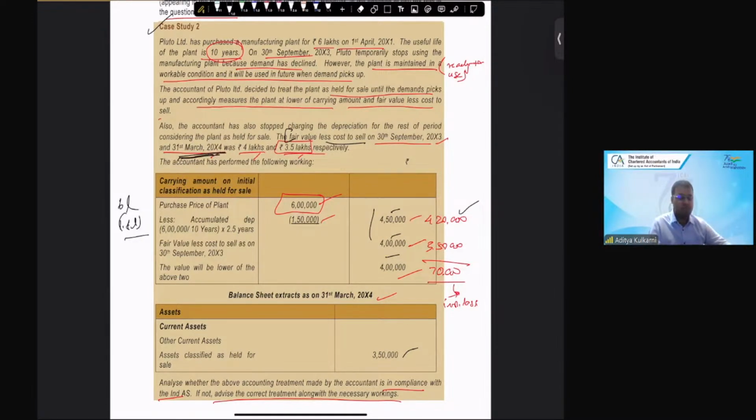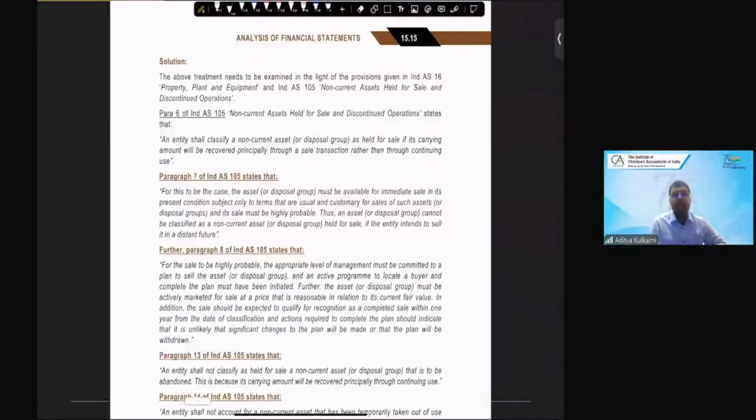Yes, sir. Okay. This 4 lakh 20 I will compare with 3.5 lakhs. And then you will say that recoverable value is lower than the book value. We need to have an impairment loss that needs to be recognized. So you have an impairment loss of 70,000. Are we okay with this? Yes, sir. All right. So that is something which you need to categorize in your solution.